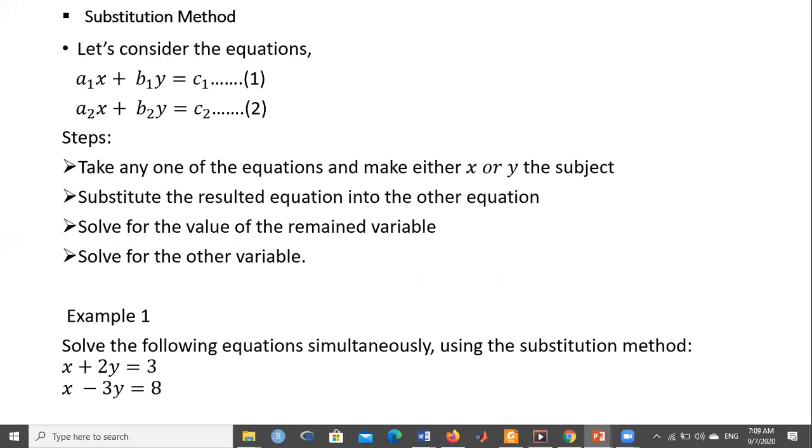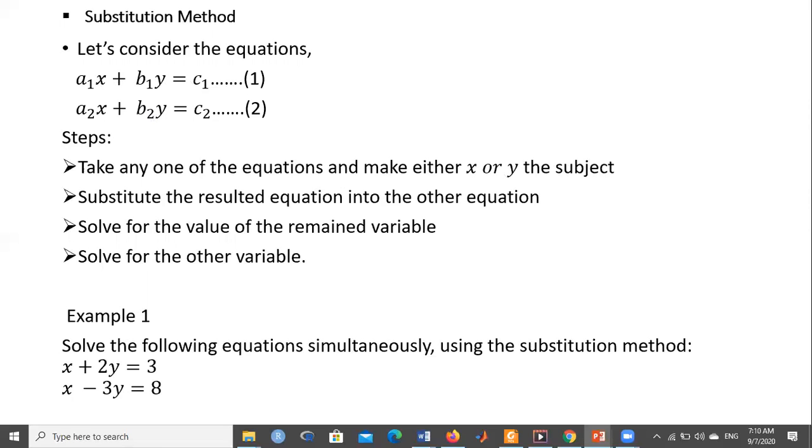Let's go to the substitution method. Now, taking the same two equations, a1x plus b1y equal to c1, equation 1, and a2x plus b2y equal to c2, equation 2. Then the steps: take any one of the equations and make either x or y the subject. So you can take equation 1 and make x the subject or y the subject. You can also take equation 2 and make x or y the subject of that equation.